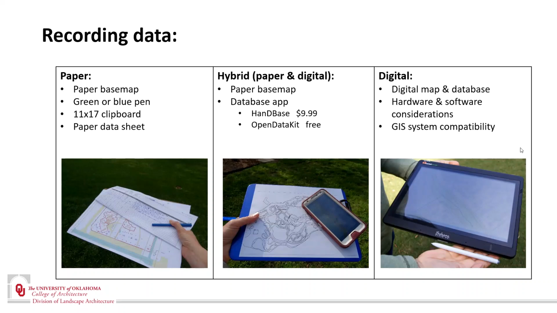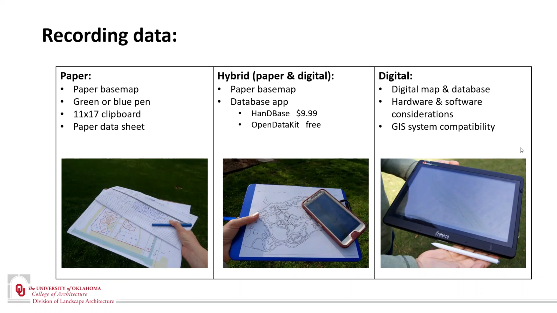When you're recording data, there are three main ways to do that. One is a paper-based method, where you use a paper-based map and a paper data sheet. The data that you collect on paper will then have to be entered into an ArcGIS program. You could use a hybrid method that combines paper and digital methods.